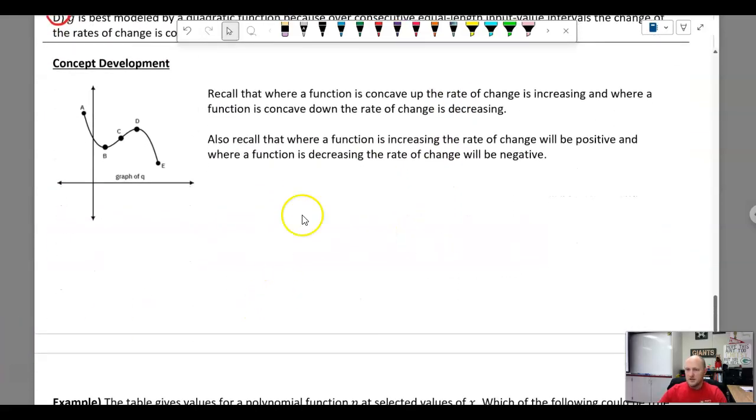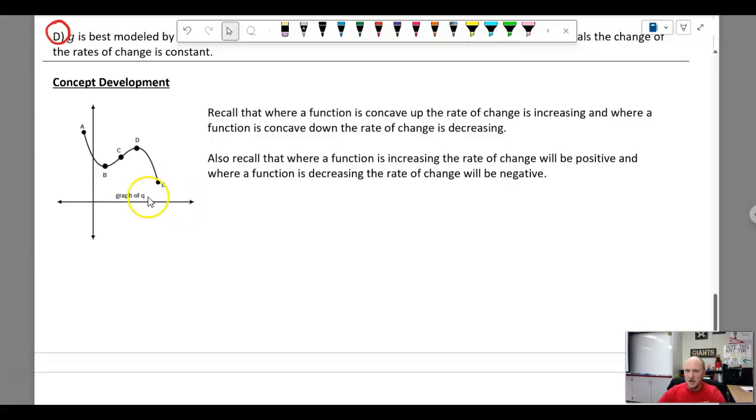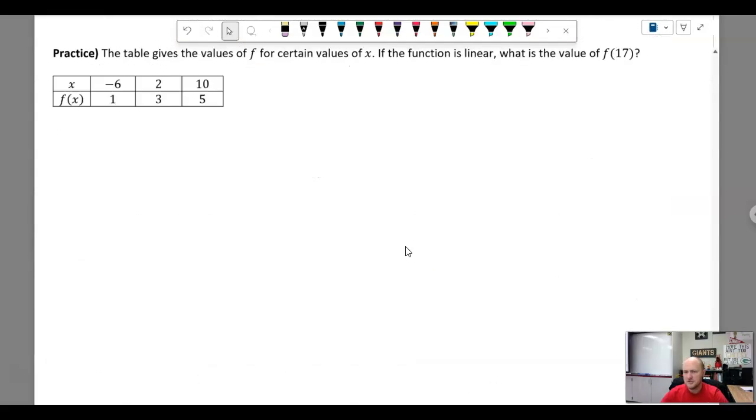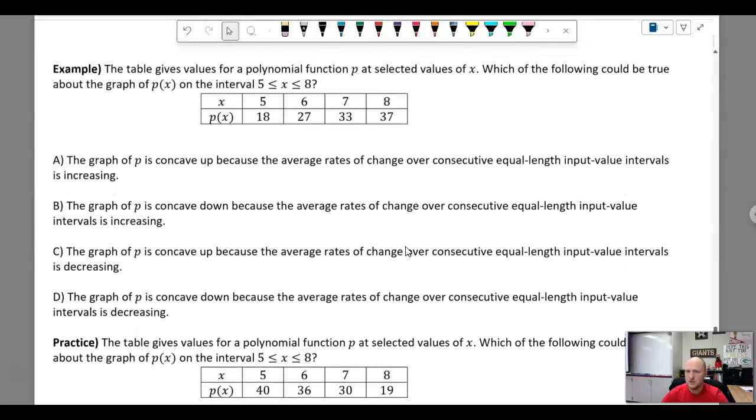All right, next part. We're going to go ahead and talk about concavity again. Recall that where a function is concave up, the rate of change is increasing, and where a function is concave down, the rate of change is decreasing. Also recall that when a function is increasing, the rate of change will be positive, and where the function is decreasing, rate of change is negative. Okay, so how's this going to tie into what we are doing?